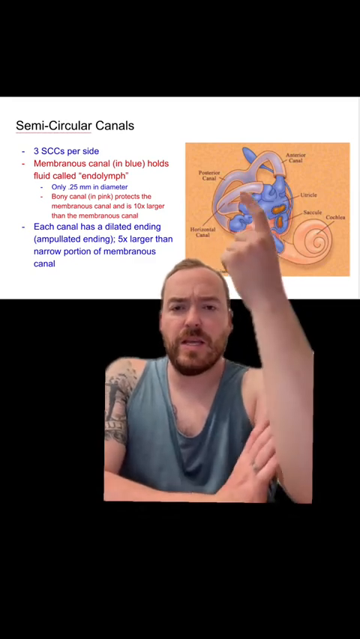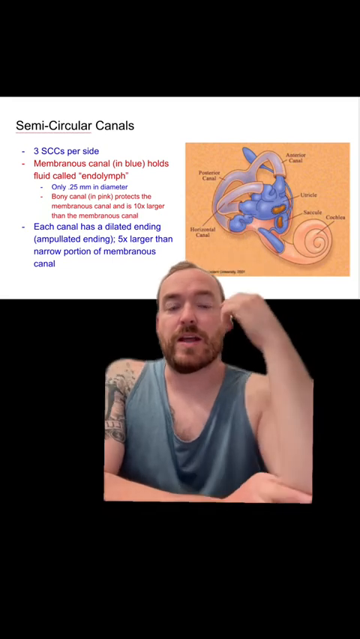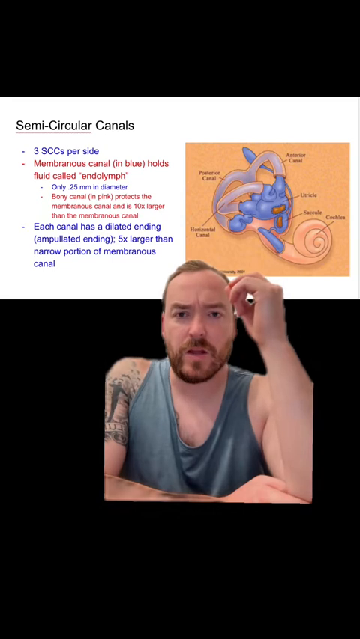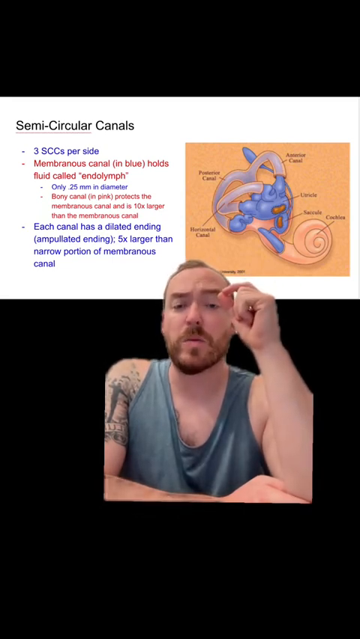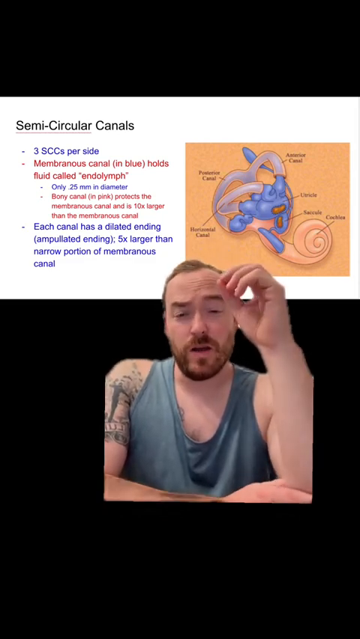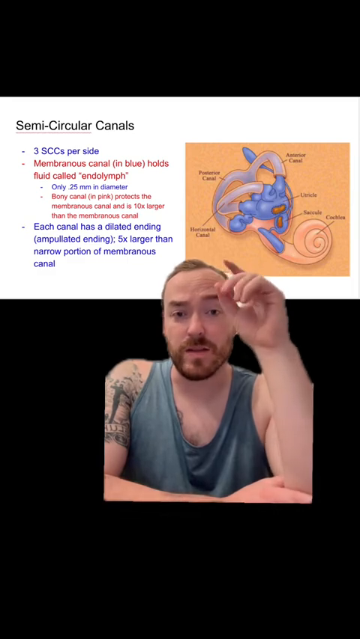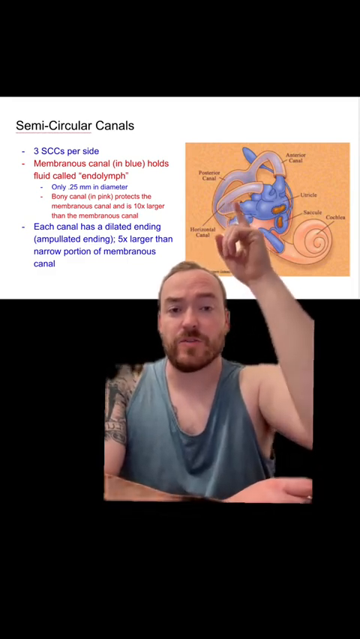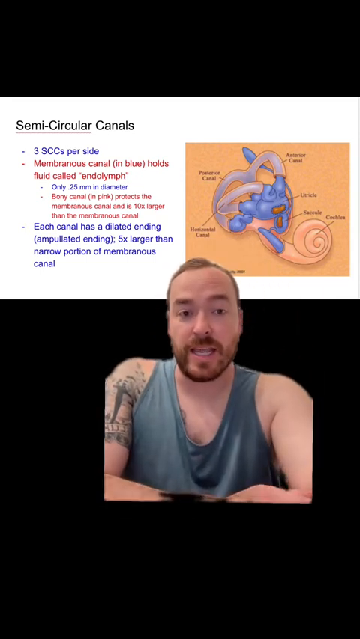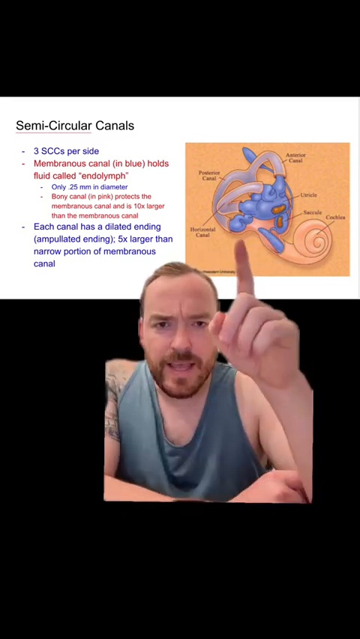So you have 3 semicircular canals on each side of your head, and each is made up of a bony canal, which is sort of like a helmet for your semicircular canals, and then you have the blue portion, which is the membranous canal, and it holds in it a fluid called endolymph. Now, the blue portion is only about 1/4 of a millimeter thick, so this is on the order of capillaries. That's how small the membranous portion of these semicircular canals is. Now, the bony canal is about 10 times larger in diameter, and so it's very effective at protecting the membranous portion.